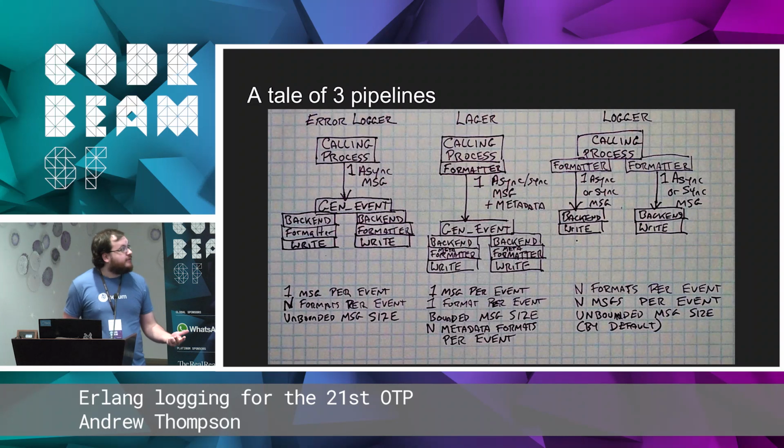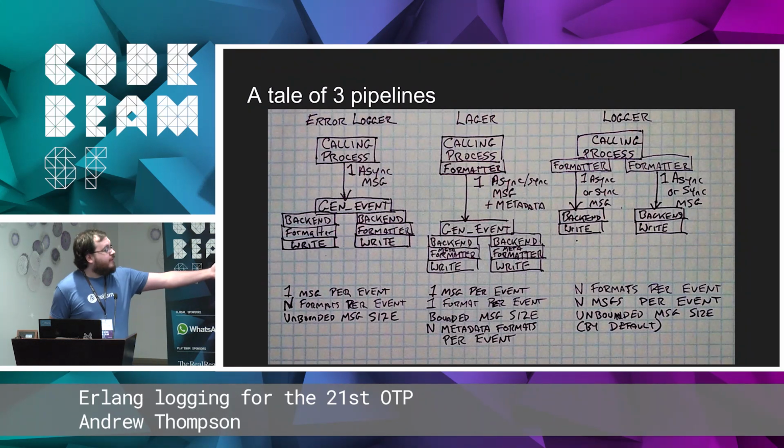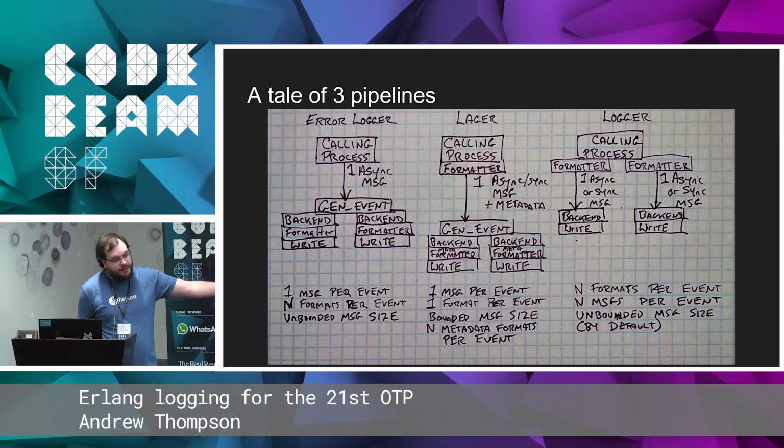You get a bounded message size. The logger formatter does not allow you by default to make a message that is larger than 1 kilobyte. It is forbidden at compile time. And then the only O(N) operation is the metadata formatting, which is relatively cheap usually. There's probably enough rope to hang yourself there if you want to, but it's not as easy.